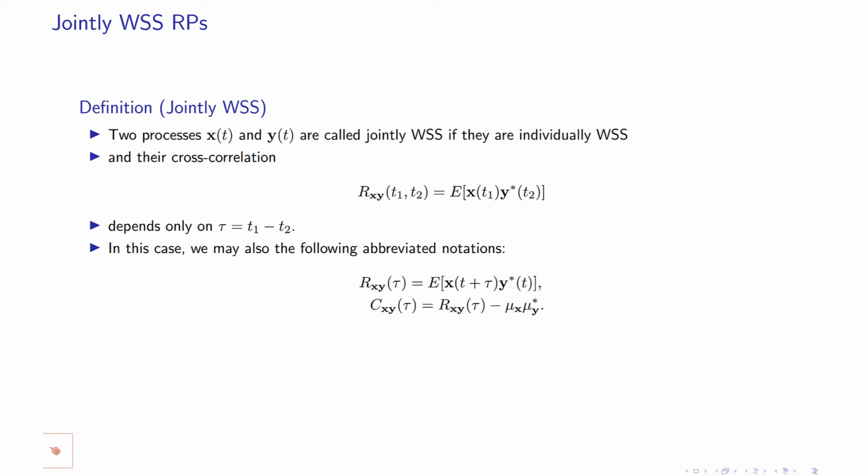So obviously, you could write this for cross covariance too. If these are a function of time difference, these are abbreviated notations. If we know that they are JWSS, we can use this notation. If we don't know they are JWSS, we cannot use this notation. We need to put another time variable, because this will also become a function of time, and so on.